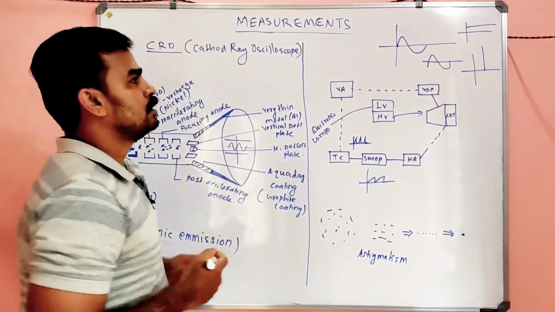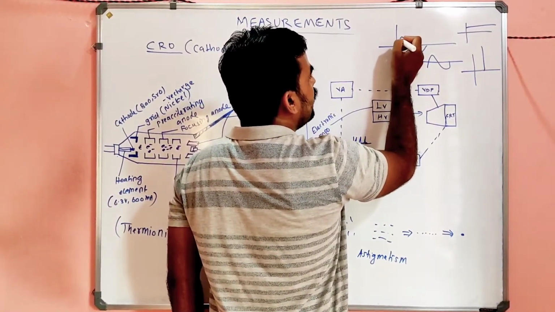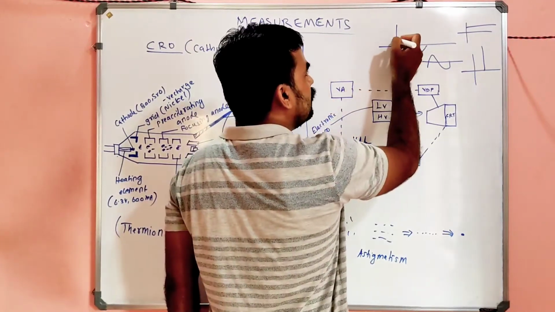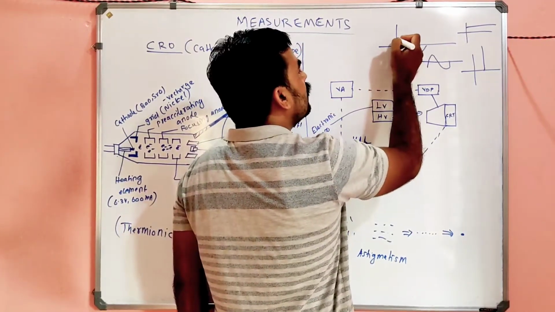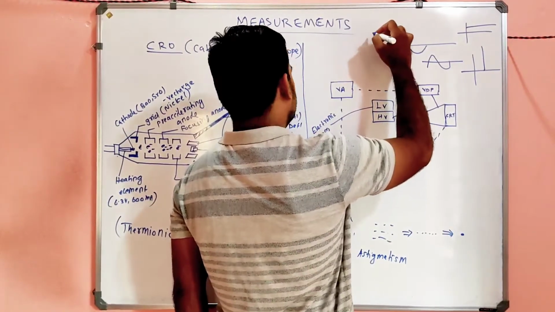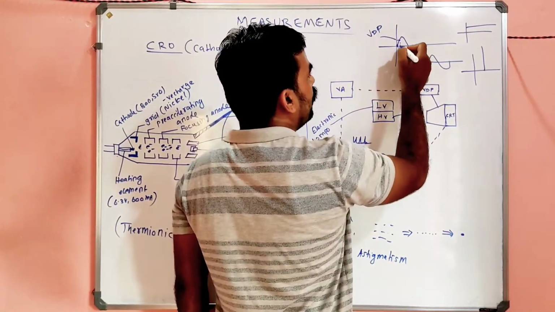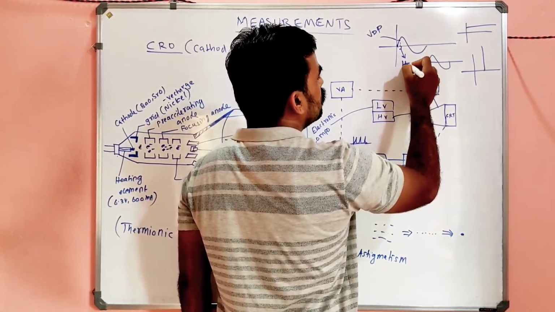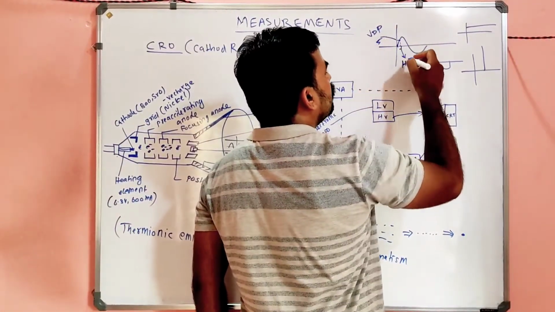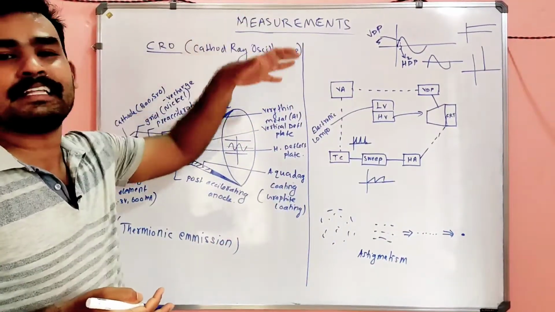So what we have to do? Consider this point, my dear. At this point, the vertical component is there and the horizontal component is there, both having different values. One goes to the vertical deflection plate, so it is called the vertical deflection plate, and the other goes to the horizontal deflection plate. Suppose this has a value of 5 and this has a value of 2. So 5 is stronger than 2.